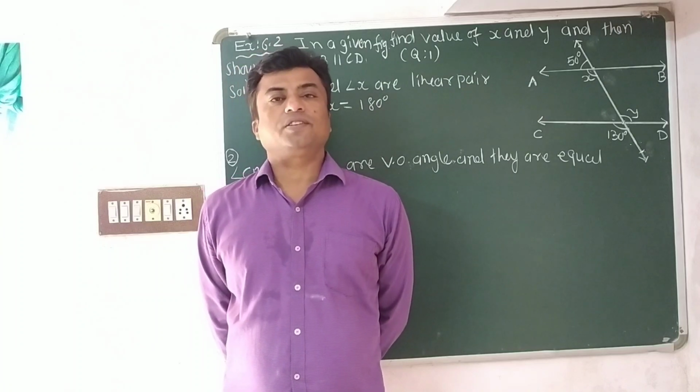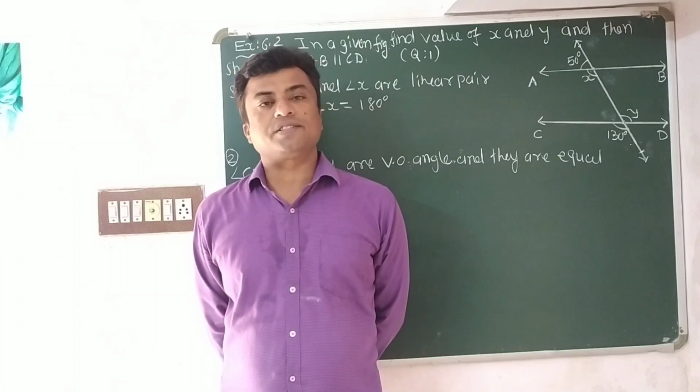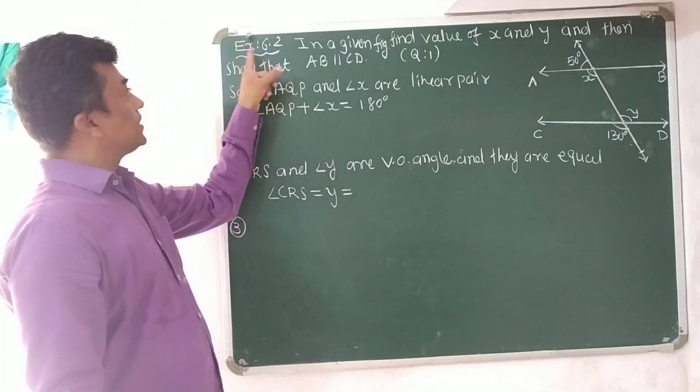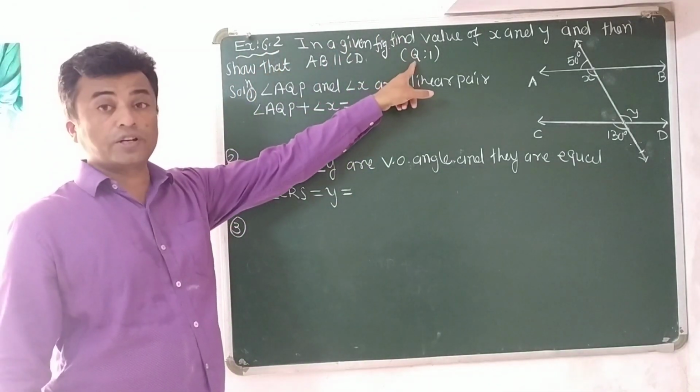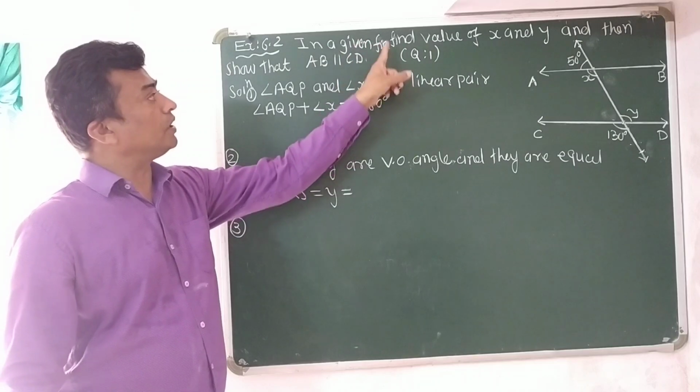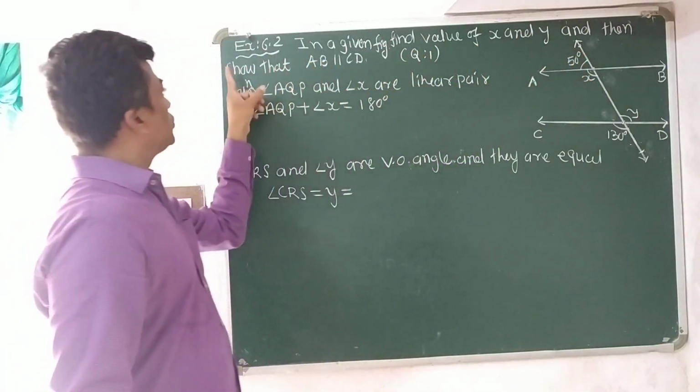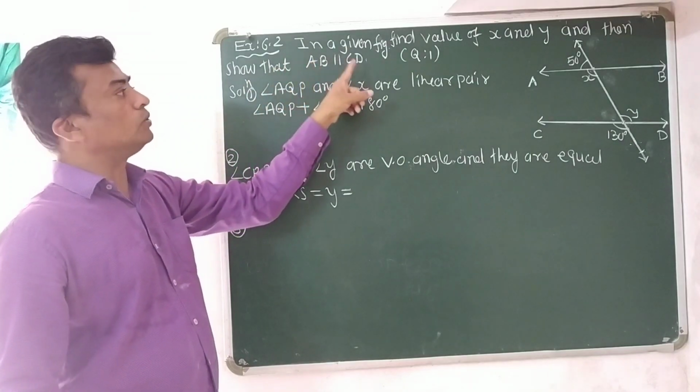Good morning, students. Today we will discuss exercise 6.2, question number 1. In the given figure, find the value of x and y and then show that AB is parallel to CD.